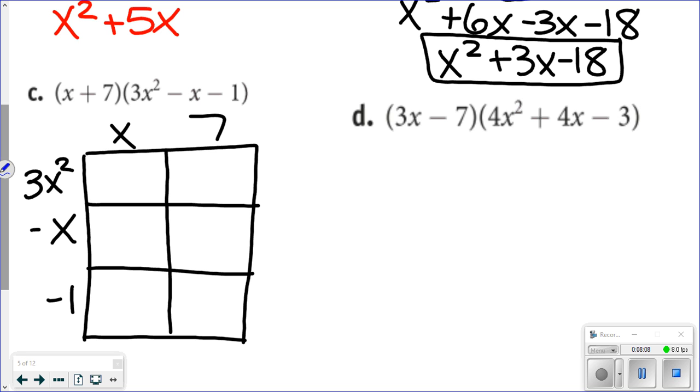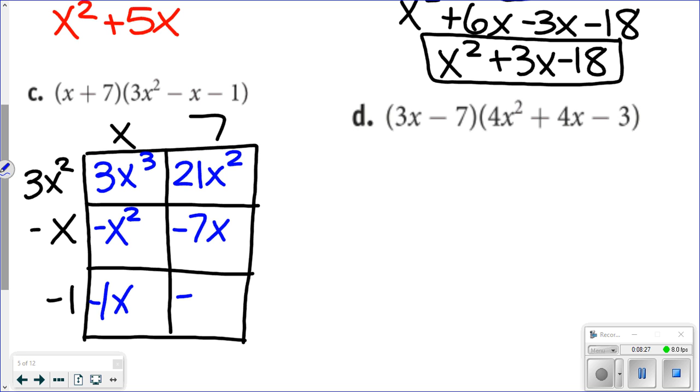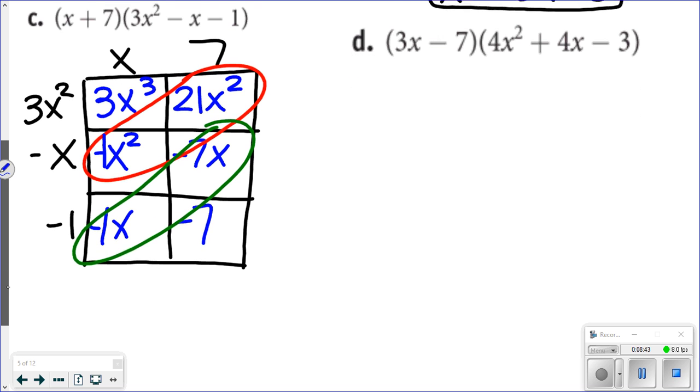So 3x squared times x is 3x cubed. 3x squared times 7. x times negative x. Negative x times 7. Negative 1 times x. Negative 1 times 7. And then we have these terms that we're going to combine together. And remember, if there's not a coefficient, it's a 1 out in front.